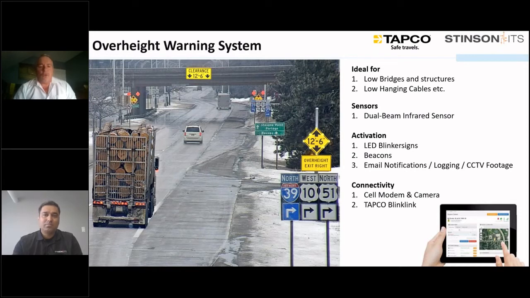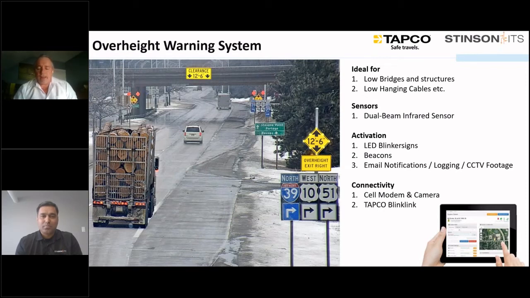Detection devices consist of dual beam infrared sensors located on either side of the traffic lane. The use of dual sensors allows for directional detection. When the infrared beam of the sensor is interrupted by an overhead vehicle, a signal is sent to the remote blinker sign or beacon by radio communication to activate it and to warn the driver not to proceed under the structure and to use the escape route to avoid a collision with the structure.